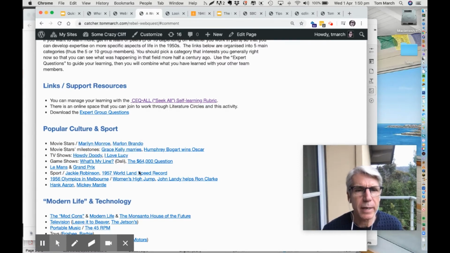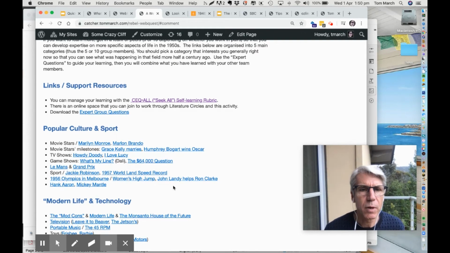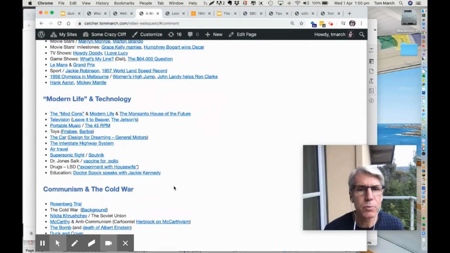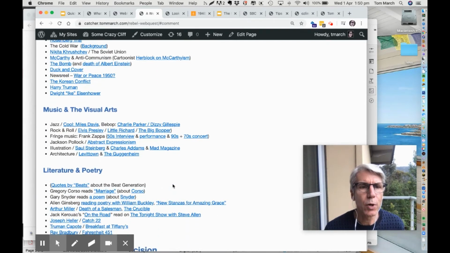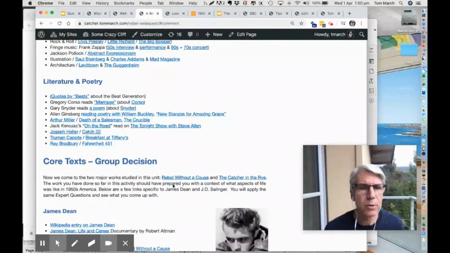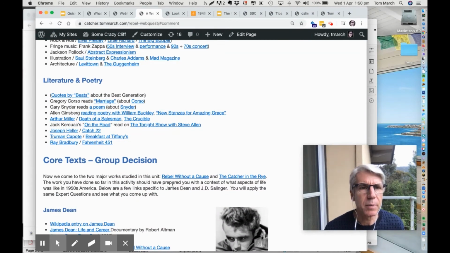You'll recognize some of these big elements, and most of them are videos, which is great archival footage, which is nice because in the 50s we could do that. When we're looking at some older things, that's not as possible. Modern life and technology, communism and the Cold War, music and visual arts, and literature and poetry. Thinking about the beat poets there as well as other people.